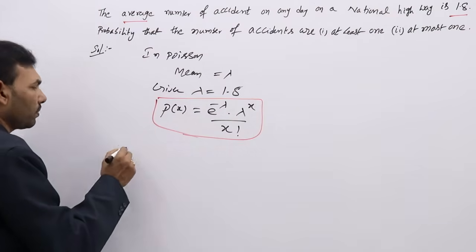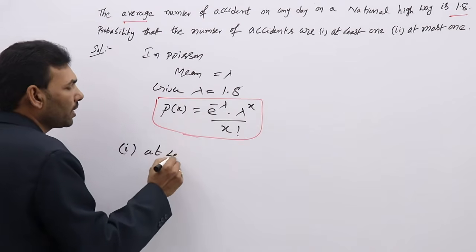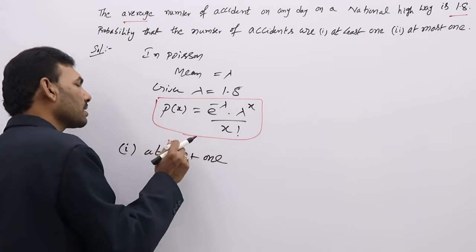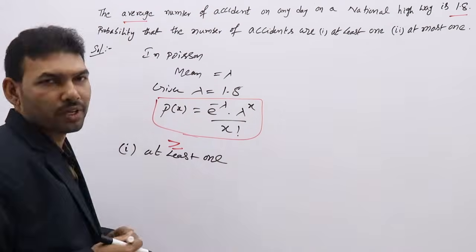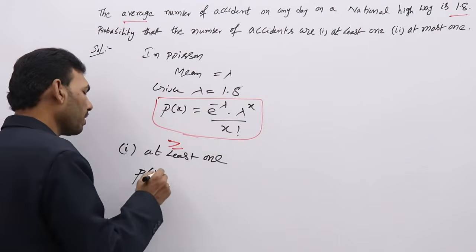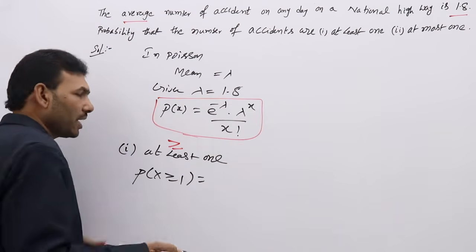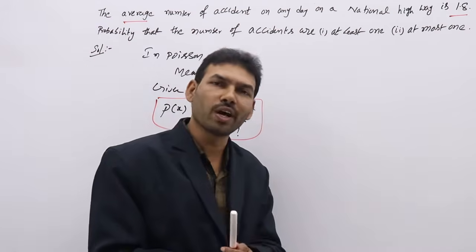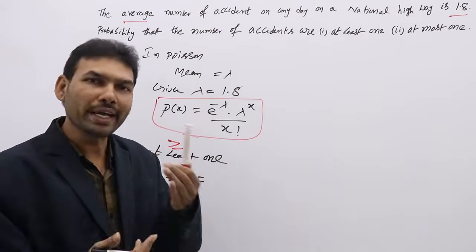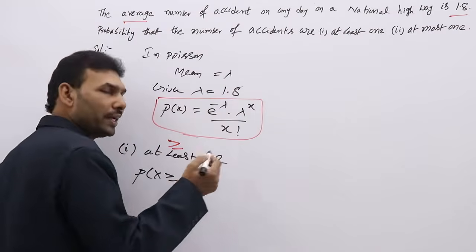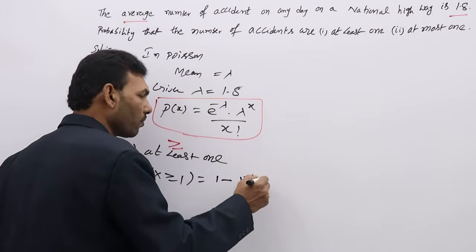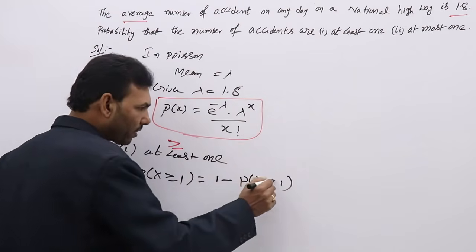Now coming to the first one. At least 1. At least means greater than or equal to. Minimum 1, maximum as many as possible. That means probability of x greater than or equal to 1. X greater than or equal to 1 means starting from 1 to, we don't know n, how many values we have to take. In that case, go the indirect way. Do it by the indirect method. 1 minus P of, if you have greater than or equal to here, write less than.